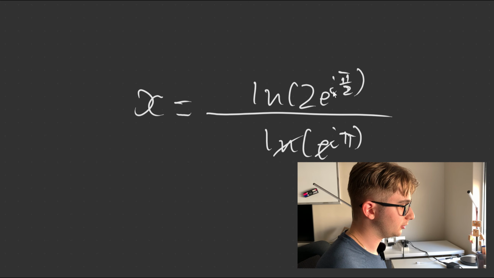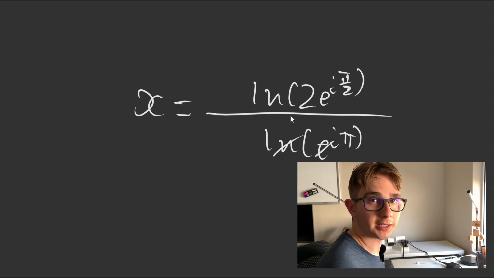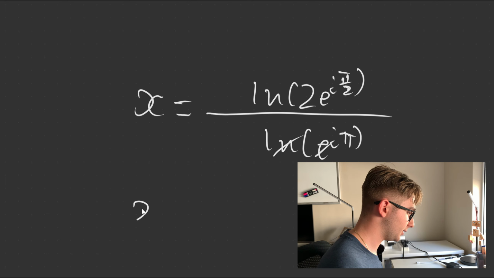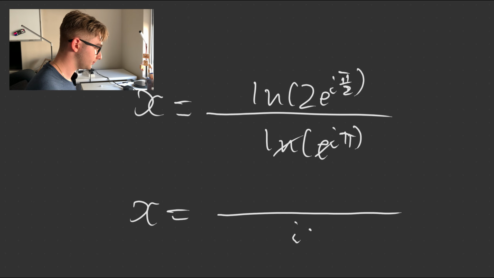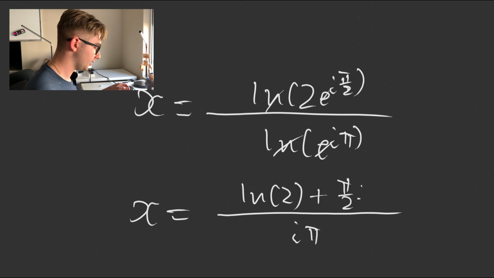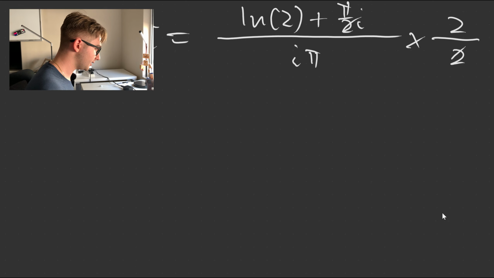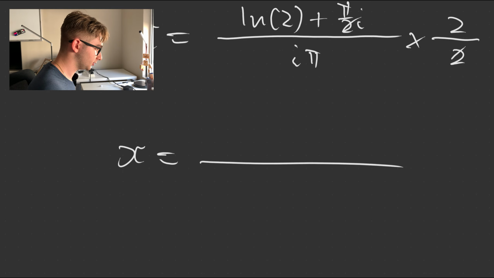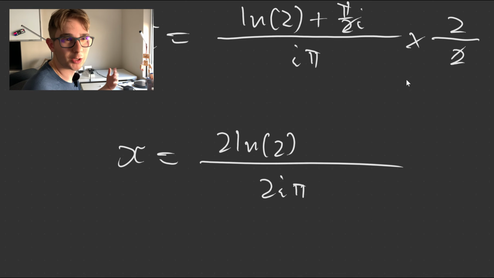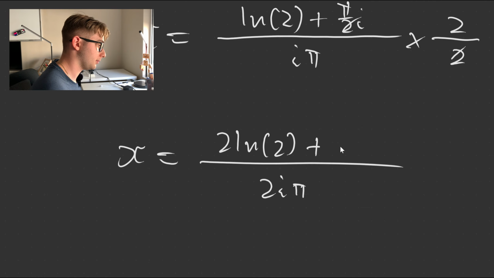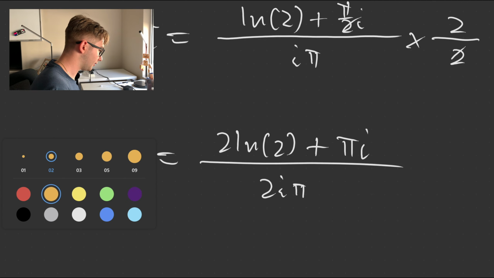But then the property of logs, right? If we take these two things out, separate them into two separate logarithms, then this is just going to be equal to i pi, and then ln of 2, and then the e and that ln will cancel out. So we're going to have plus pi on 2i. Now if we multiply top and bottom by 2, that cancels out. So x is going to be equal to 2i pi, then 2 ln of 2. We can bring the 2 inside the logarithm, but let's not do that. So then plus pi i, let's just leave i in the denominator. So then this is going to be our answer.